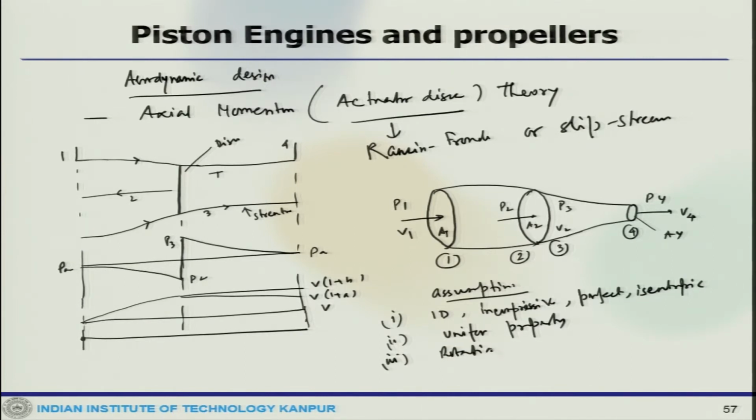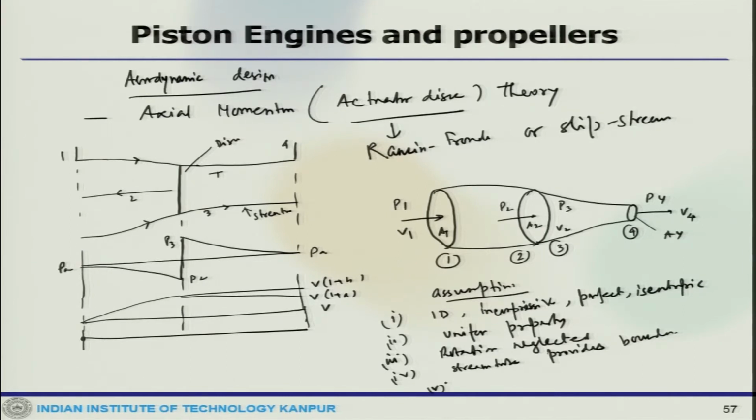Third is rotation neglected, that means the rotation imparted to the flow is also neglected. Fourth, the streamlines at the edge of the disc define the outer limit of the contracting stream tube, which passes through the disc and separates it from the surroundings. Okay. So, that means the stream tube provides the boundary. And the stream tube also has cylindrical sections both upstream and downstream.